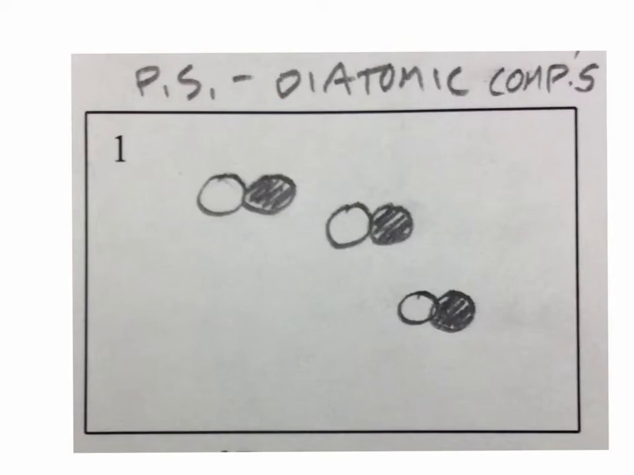Diagram 1 in this assignment asks you to show a pure substance of diatomic compounds. So pure substances are materials, or maybe the contents of a container, like a jar of something, or a bucket of something, or a bag of something. But whatever you're looking at, if it's a pure substance and you could see the molecules that make it up, you would see that all the molecules are the same, because every molecule is a different chemical.